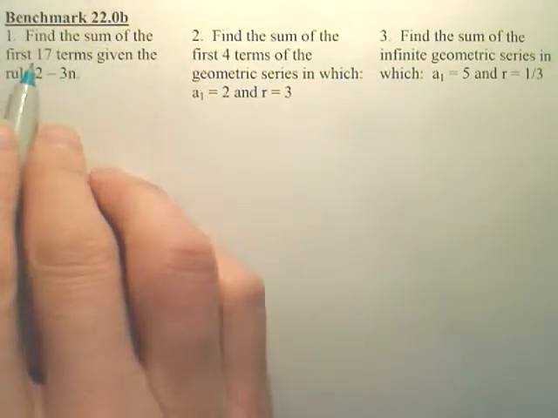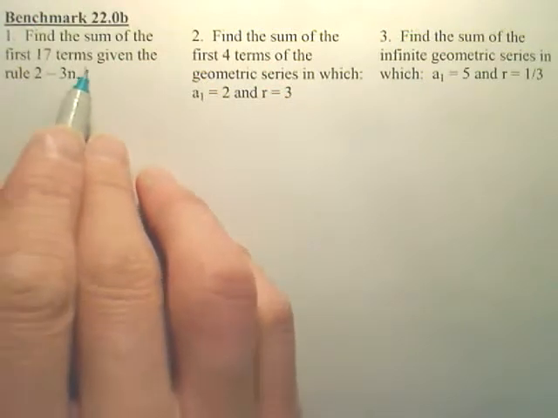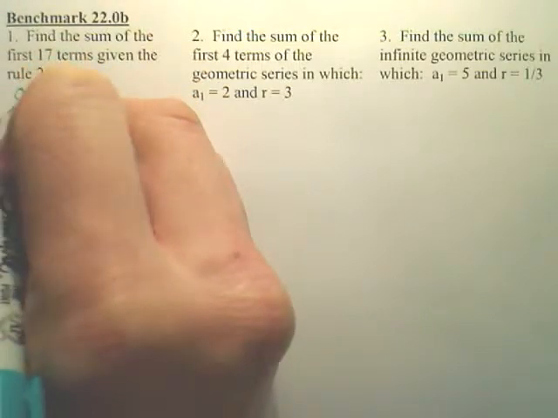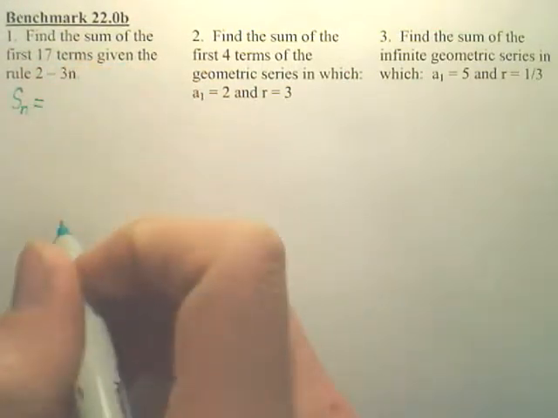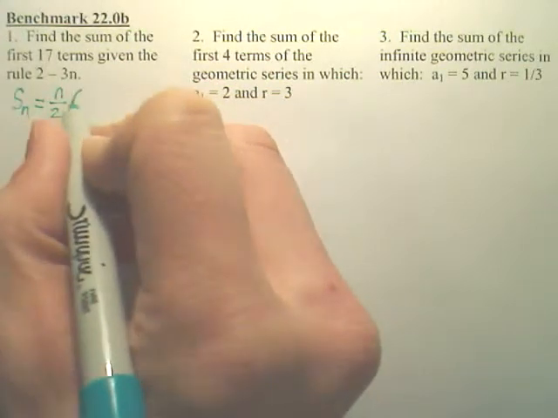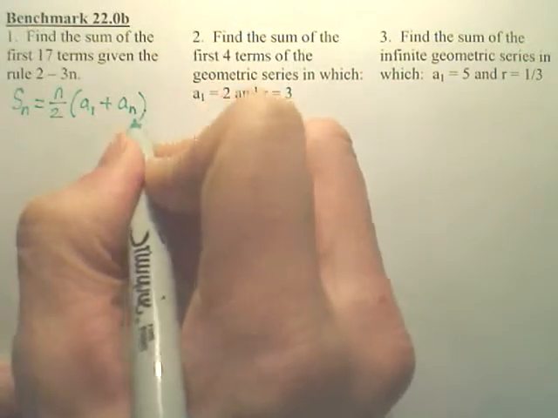Find the sum of the first 17 terms given this rule. Now, once you see this rule, you should know it's arithmetic. So we're trying the rule for an arithmetic series. The rule for an arithmetic series is n divided by 2 times a1 plus an.